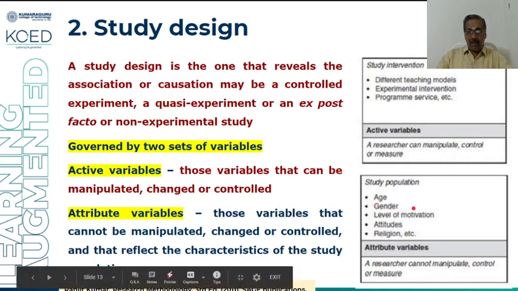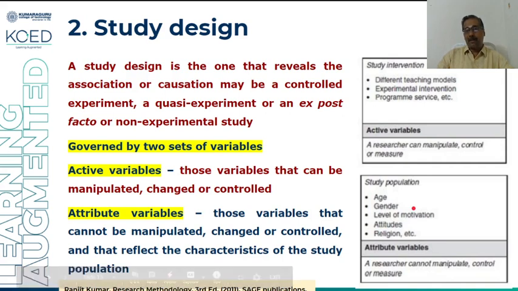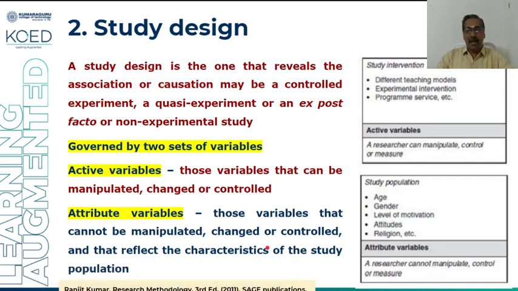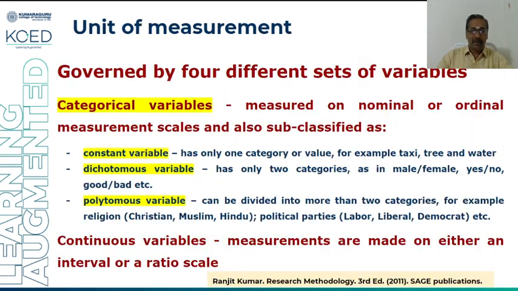You can change, you can fix, there is a flexibility. Whereas age, you cannot change the age of that particular subject, right? If a subject is telling my age is 15 or 20, you cannot change. Similarly, gender, religion, level of motivation, all these things come under attribute where you cannot manipulate. Anyway, don't worry, you may get seldom chance to use this type of design in your biostatistical analysis.